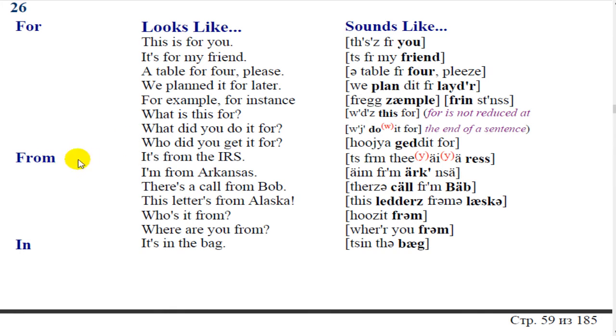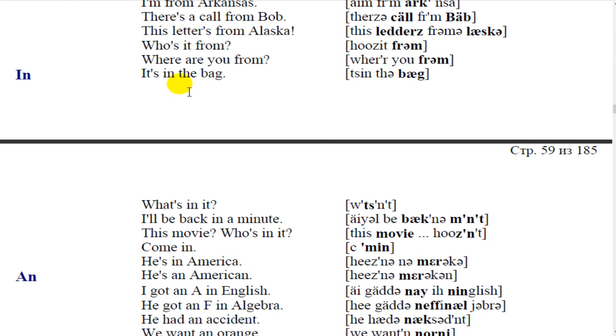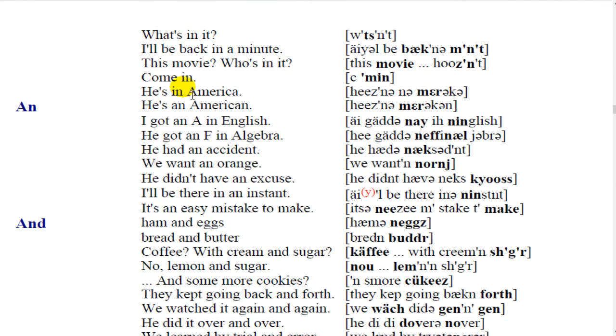From. It's from the IRS. I'm from Arkansas. There's a letter from Bob. This letter's from Alaska. Who's it from? Where are you from? In. It's in the bag. It's in it. I'll be back in a minute. This movie? Who's in it? Come in. He's in America.